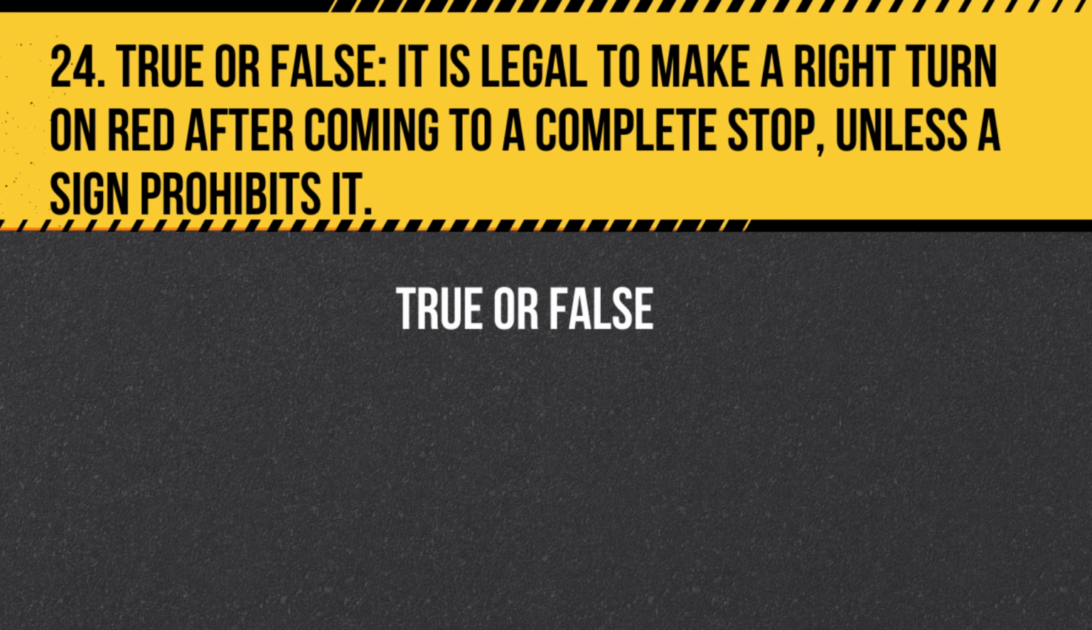Question 24. True or false? It is legal to make a right turn on red after coming to a complete stop, unless a sign prohibits it. Answer: True. You may make a right turn on red after coming to a complete stop and yielding to pedestrians and other traffic, unless a sign specifically prohibits it.